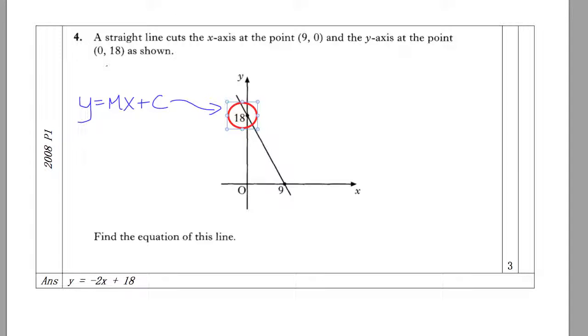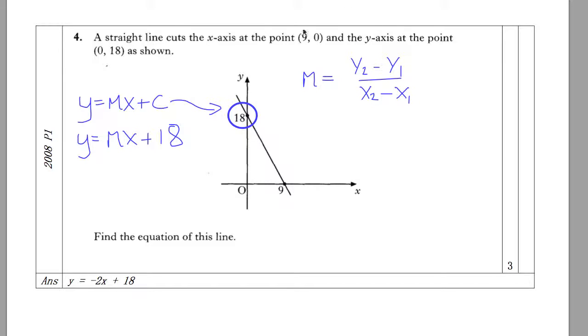So we can now rewrite this to be y equals mx plus 18. Right, so that's already us halfway. Now, we need to calculate what m is. Now, m's your gradient, and that's the formula y2 minus y1 over x2 minus x1.